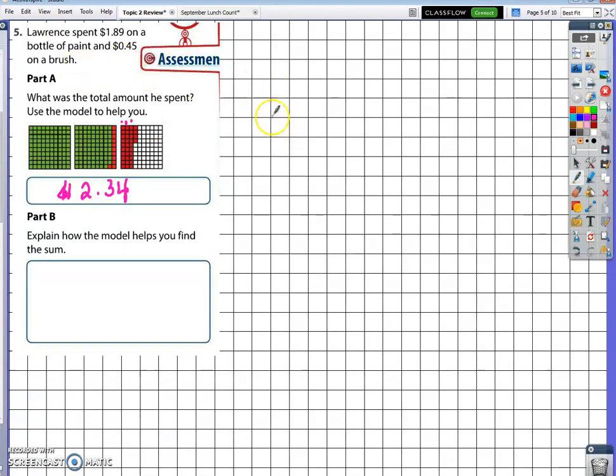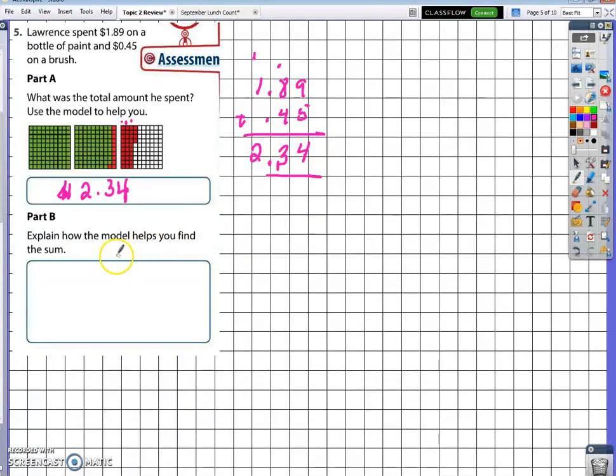Let's go do the math just to double check. 1 and 89 hundredths plus 45 hundredths. I add 5 and 9 is 14. 8 and 1 is 9. 9 and 4 is 13. Decimal. 1 and 1 is 2. I have $2.34. That is awesome.